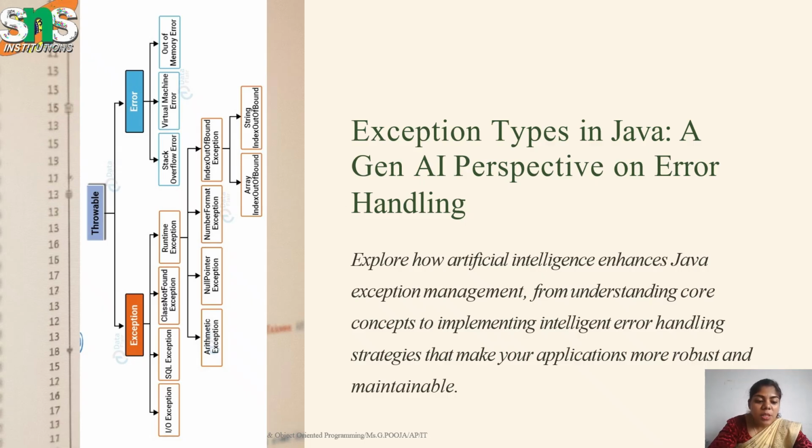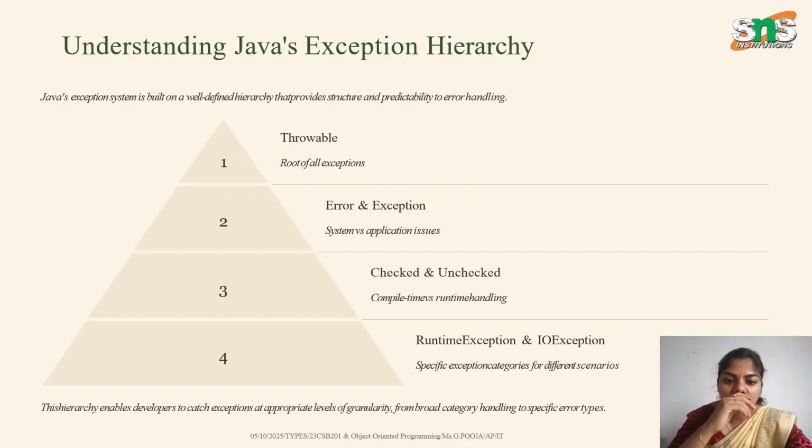So the exceptions themselves are divided into checked and unchecked lists. These checked exceptions are verified at compile time, whereas unchecked ones occur at runtime. This structure gives developers the flexibility to handle predictable errors effectively while allowing the program to fail fast for unexpected ones.